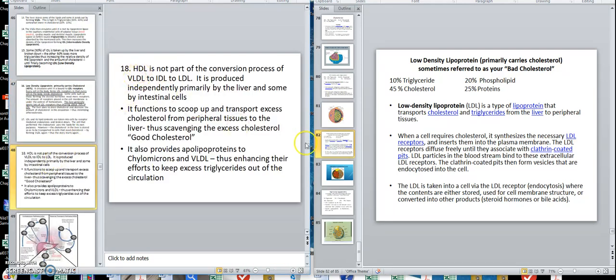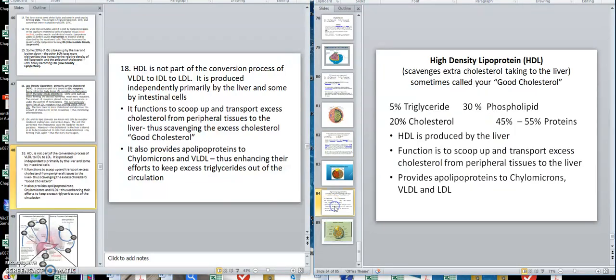LDL, now we're going to HDL. Okay? Now HDL, listen to what I'm going to say. HDL is a carrier protein made by the liver and sent out independently. Sent out independently. It is not a part of the conversion process of this. It is produced independently by the liver, and a little bit by intestinal cells, but primarily by the liver.